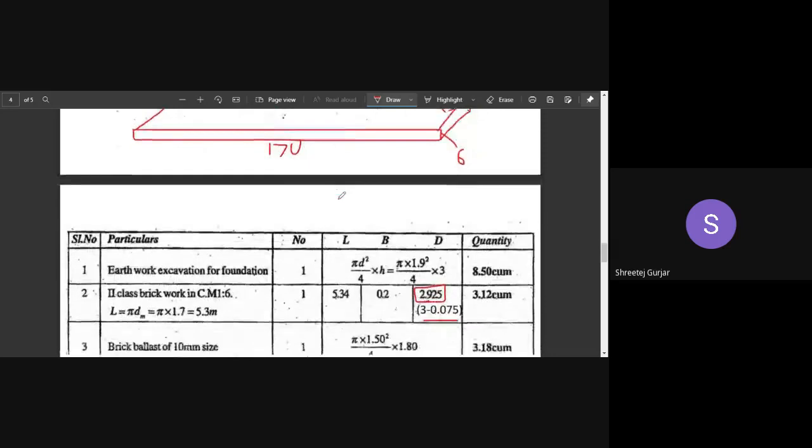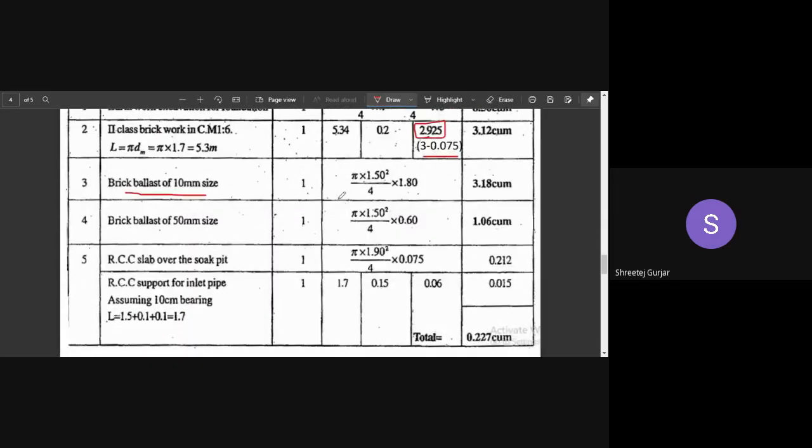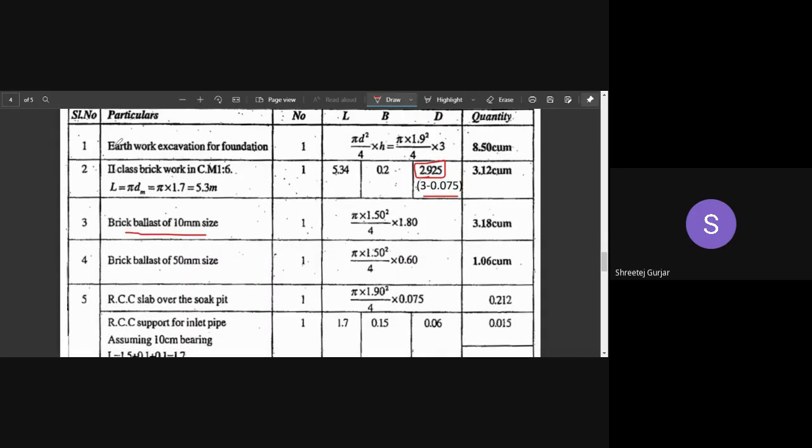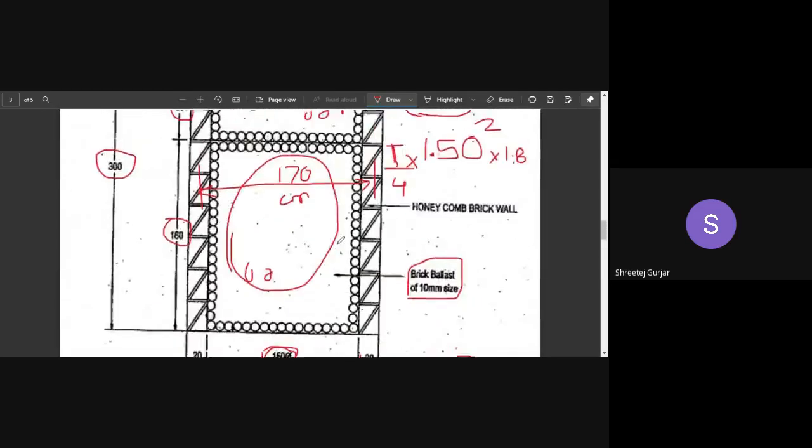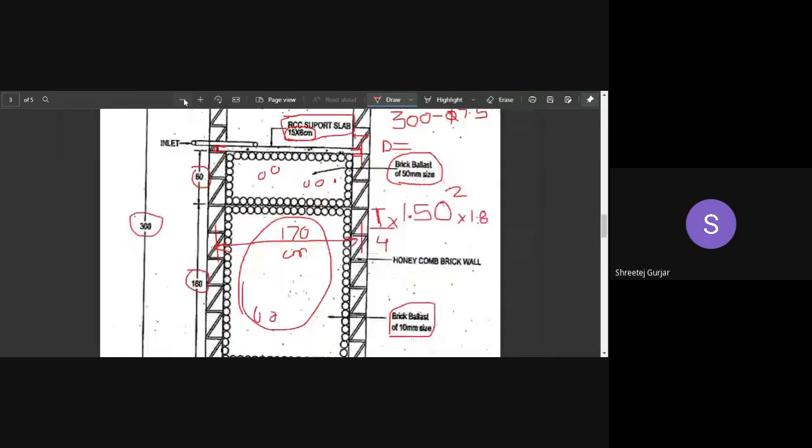So I think with this we are done with this numerical. All of this we have calculated: earthwork, then brickwork, then ballast, two ballasts of 10 mm and 50 mm size, then roof slab and RCC support slab. All of this we have covered. So I hope it is clear. Very easy problem, it will be over within 10 minutes.